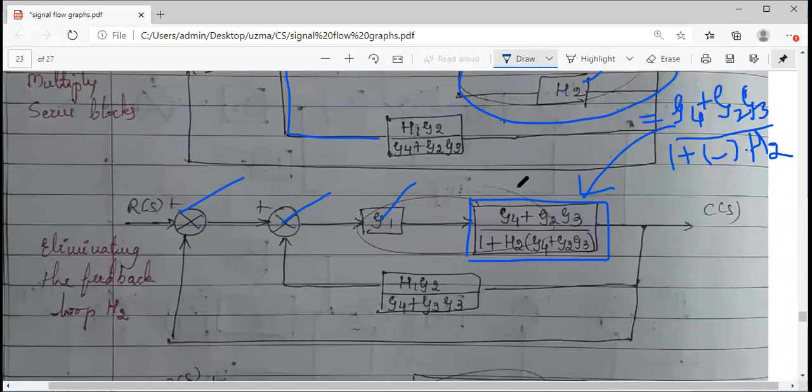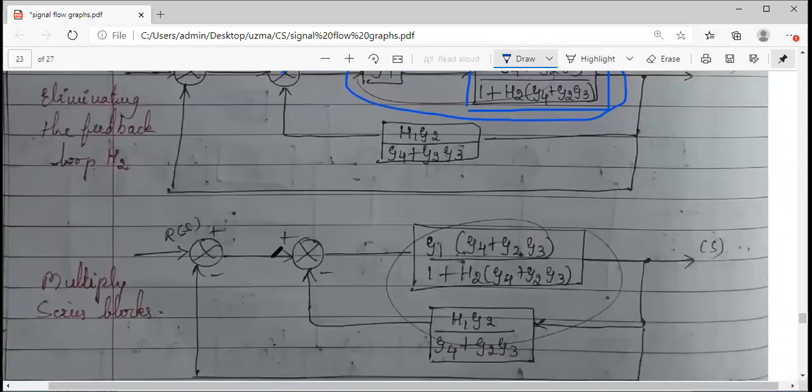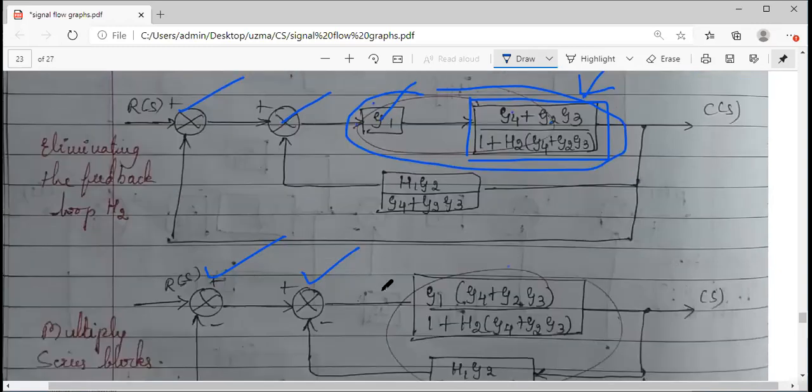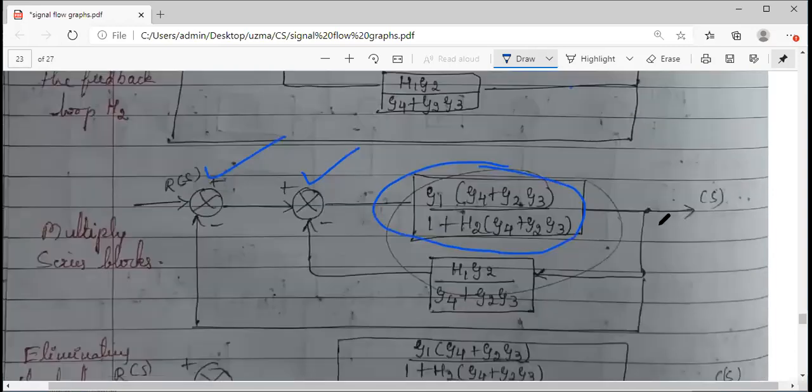Now coming to the next rule application, you can see I have highlighted here. These 2 blocks are in series, so multiply them. Multiplying the series blocks, redraw the structure as it is, remaining part, 2 summing points. Instead of these 2 series blocks, I have taken a single block, G1 multiplied by the second term. Remaining 2 feedbacks still we have. See here, there is 1 and there is second.